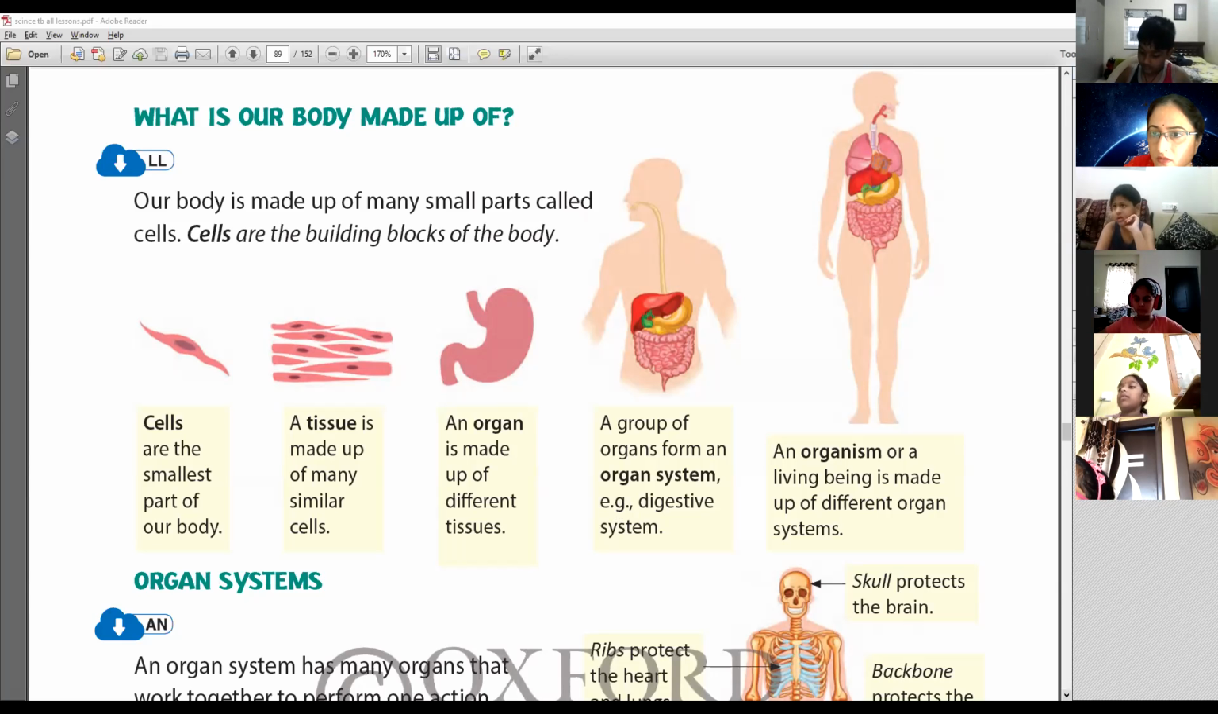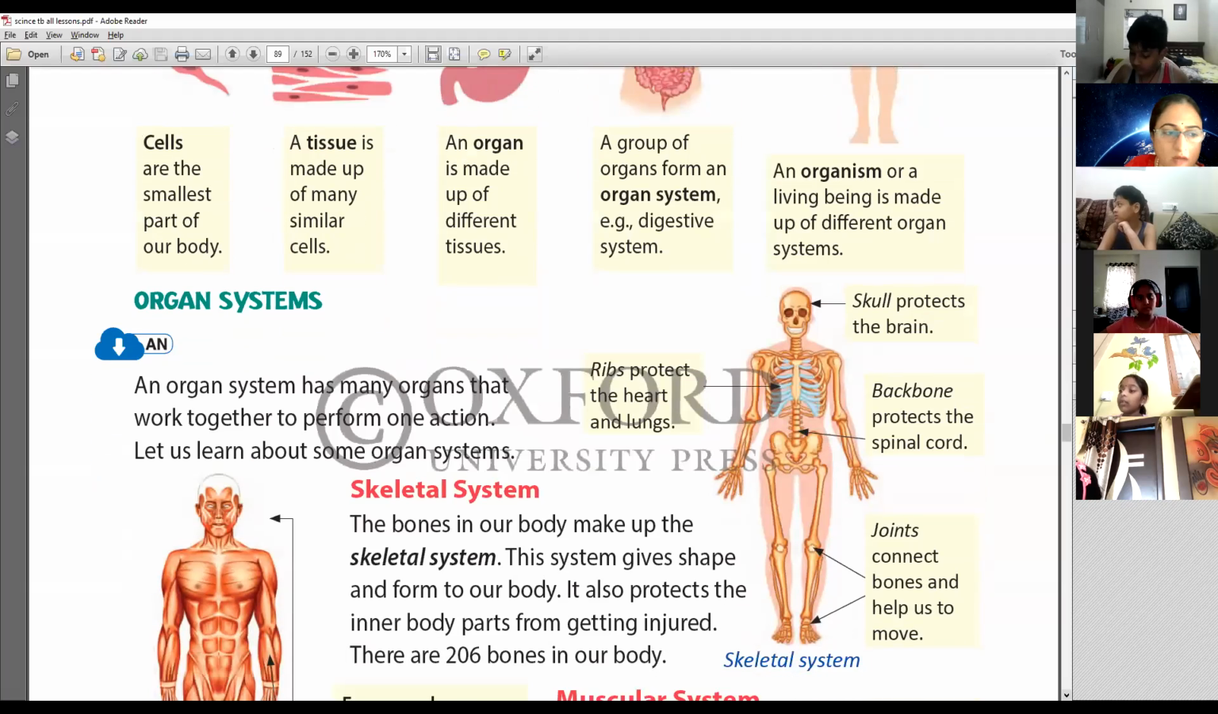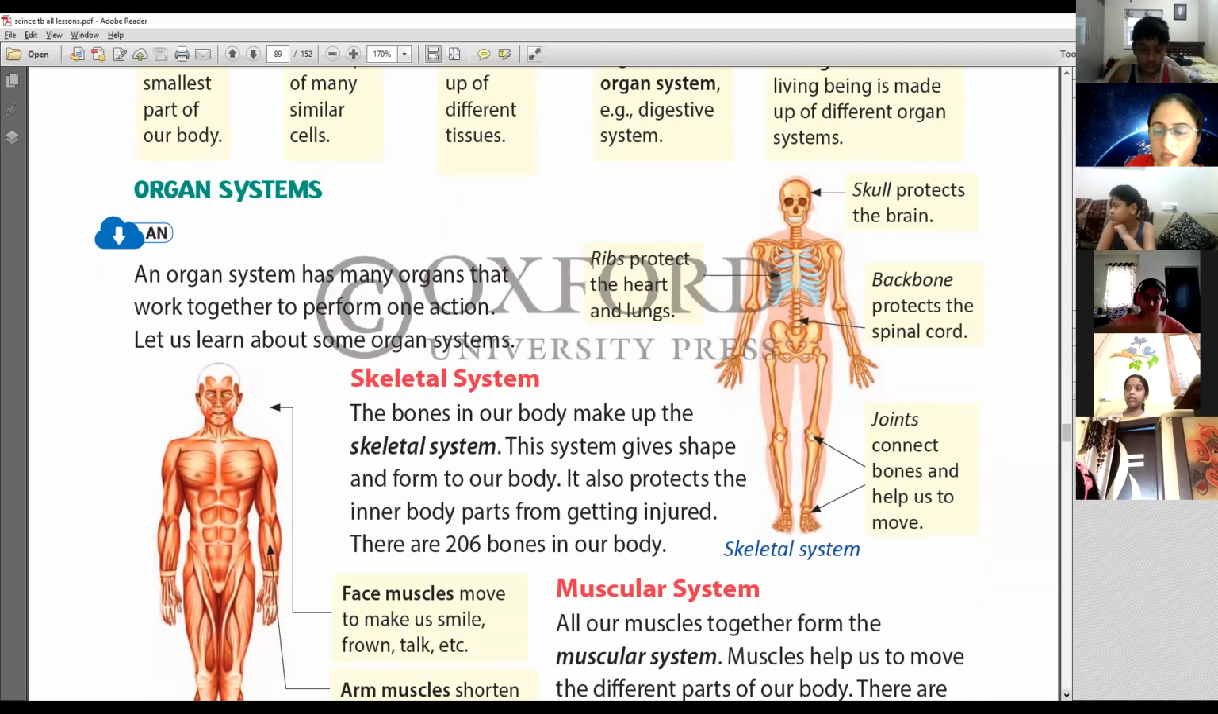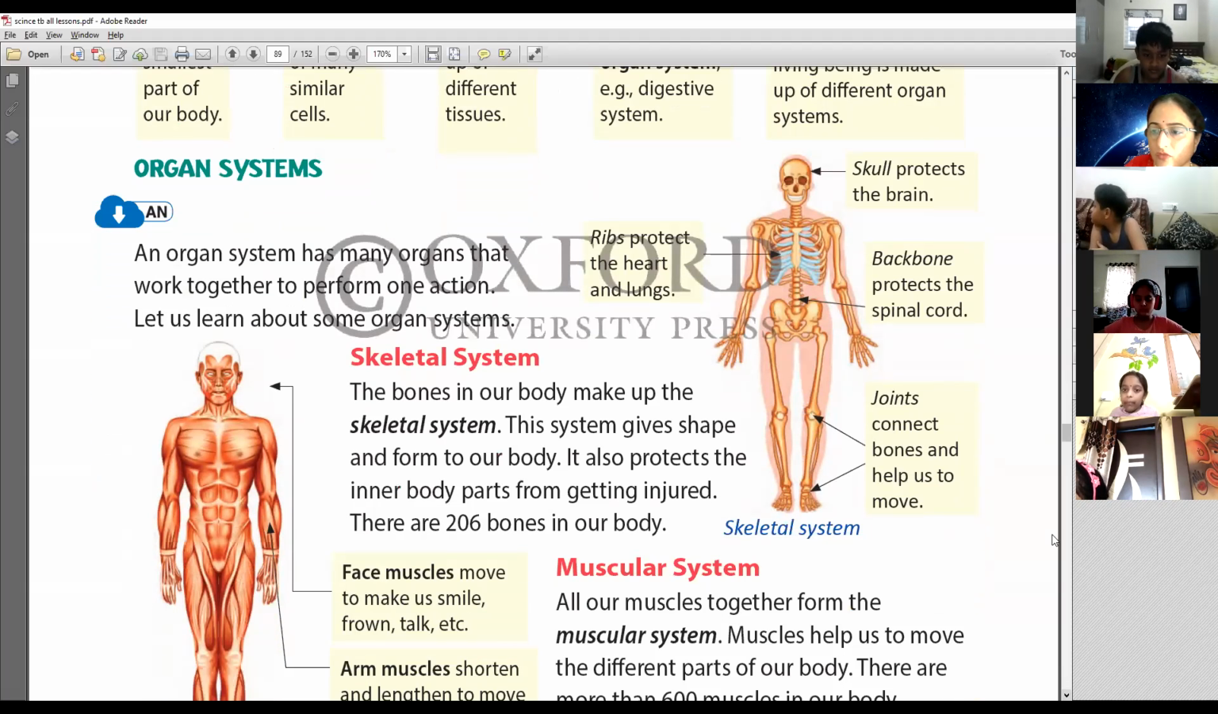Did you understand? Okay. Shriram, read organ systems. Once I read, then you follow. All of you should follow.